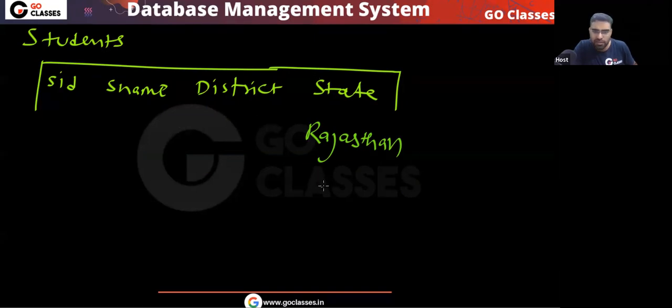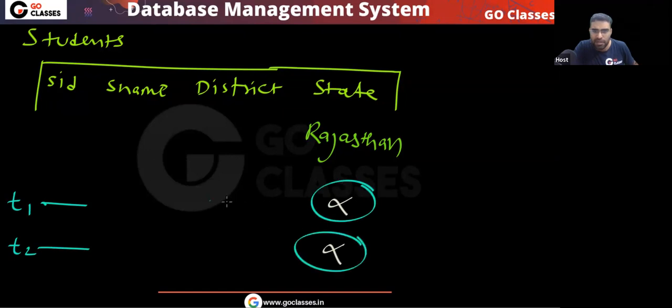Another question. Suppose the state name is same in these two tuples, tuple T1 and tuple T2. Then can I say district name must be same? In these two tuples, they may or may not be same. For example, this may be beta, this may be gamma. Do you agree?